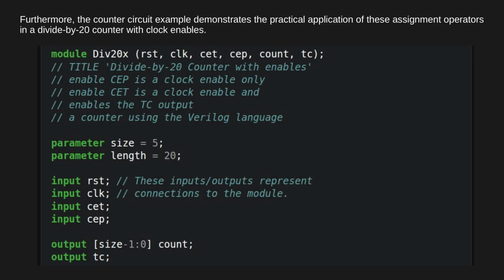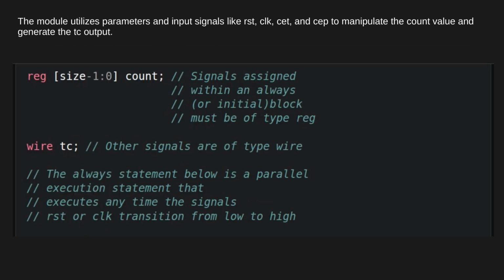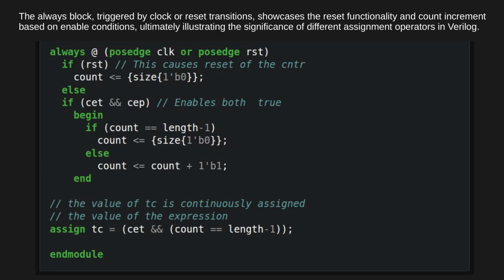Furthermore, the counter circuit example demonstrates the practical application of these assignment operators in a divide-by-20 counter with clock enables. The module utilizes parameters and input signals like RST, CLK, CET, and CEP to manipulate the count value and generate the TC output. The always block, triggered by clock or reset transitions, showcases the reset functionality and count increment based on enable conditions, ultimately illustrating the significance of different assignment operators in Verilog.